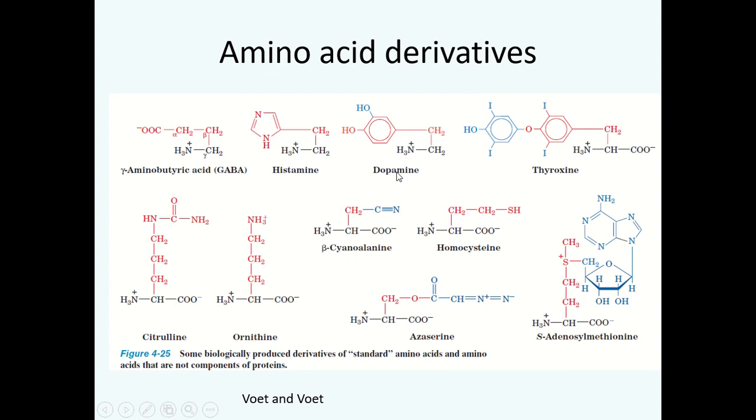Dopamine is a derivative of the amino acid tyrosine, and this is also an important neurotransmitter. Thyroxine, triiodothyronine, and tetraiodothyronine are iodine-containing compounds which are produced by the thyroid gland, and again, they are produced by using the amino acid tyrosine as a precursor. They are important for regulating energy metabolism and heat production by the body.